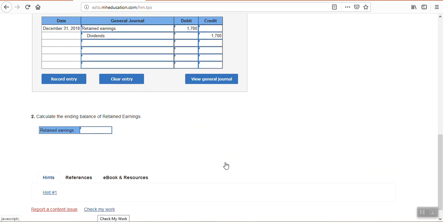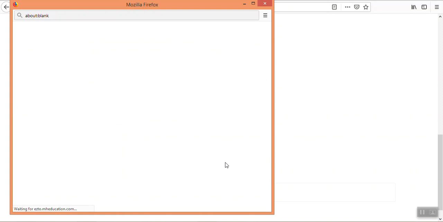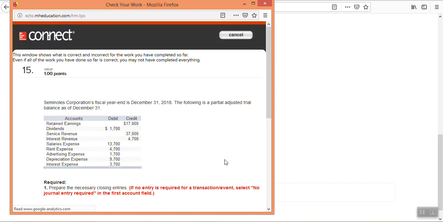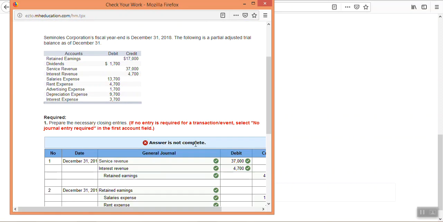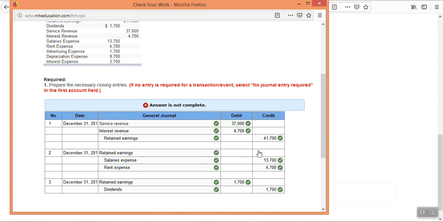So let's do the check my work so you can kind of see them all, the ones I finished. All right, so it says answer is not complete, and we know that because I didn't finish doing the expenses, but you can see this is what the revenue closing is going to be, and then the last one, that's your dividend closing, and then the second one is at least a start on how you close the expenses, and of course you would just put the rest of the expenses in that same entry, add them up, and then debit the retained earnings for the total expenses.